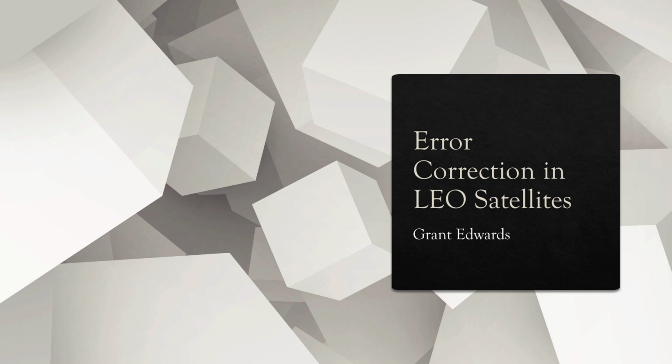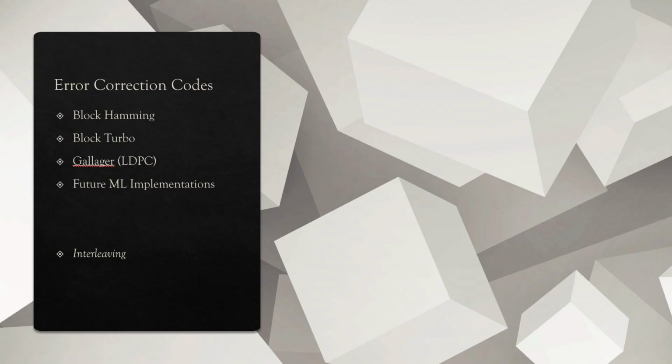Combinations of forward error correction and error correction schemes combined with erasure mending methods offer more novel solutions for error correction in satellites. In this, I'm going to review several different error correction codes and some of their applications in satellite subsystems of error correction. That'll be block Hamming codes, block turbo, low density parity check or Gallager codes, as well as future machine learning implementations and interleaving.